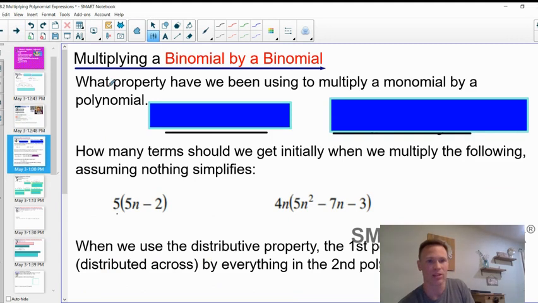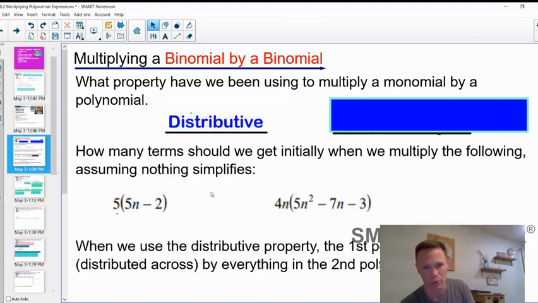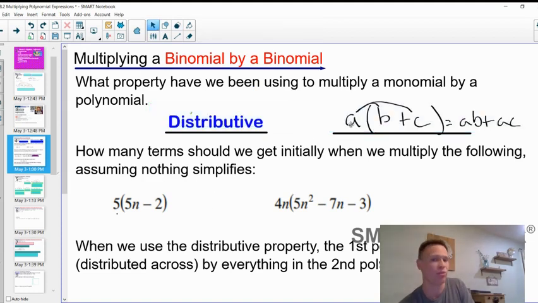So, some reminding stuff. What property have we been using to multiply a monomial by a polynomial? We have been using the distributive property. Remember the distributive property: if we have something on the outside of parentheses, all we do is multiply everything on the inside by what's on the outside. And I've shown you this example before. It shouldn't be anything new.